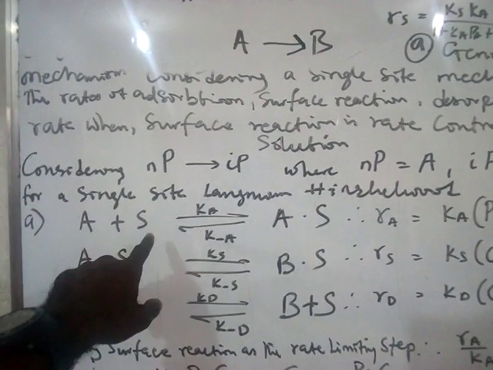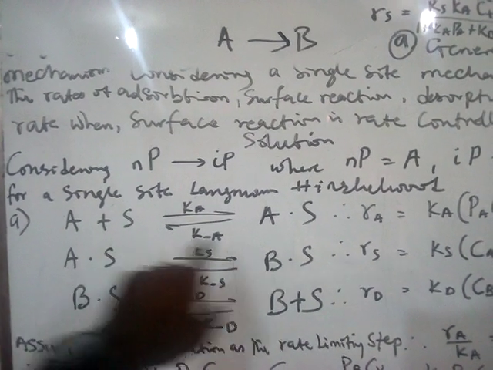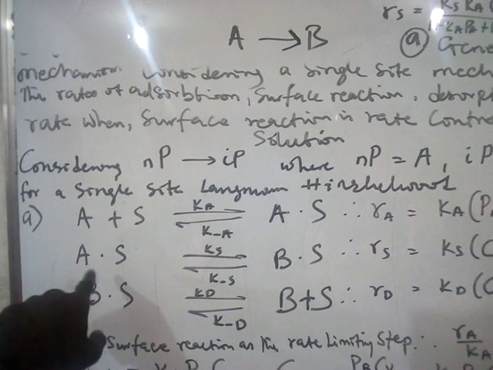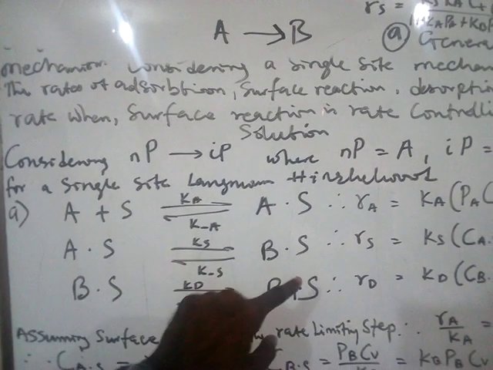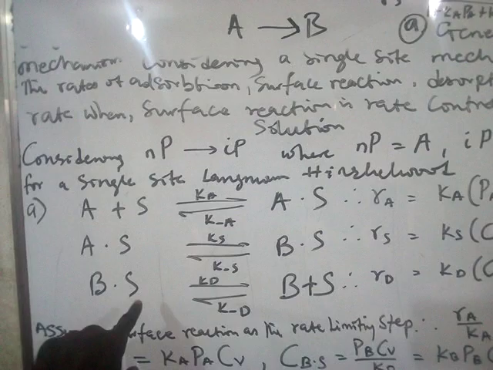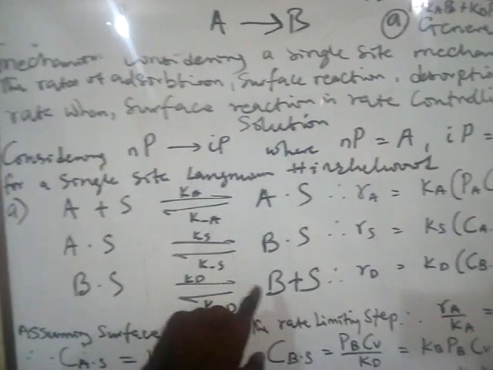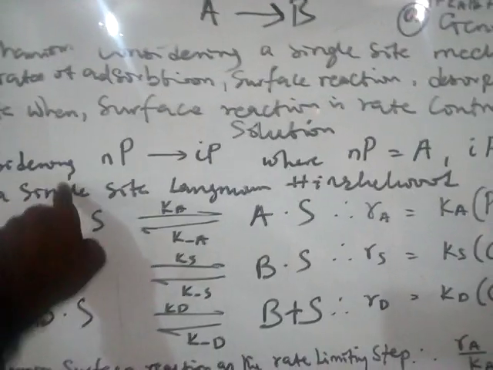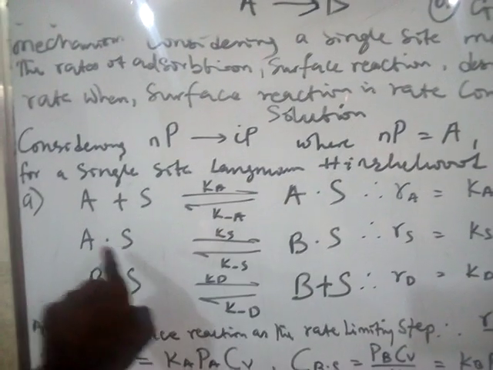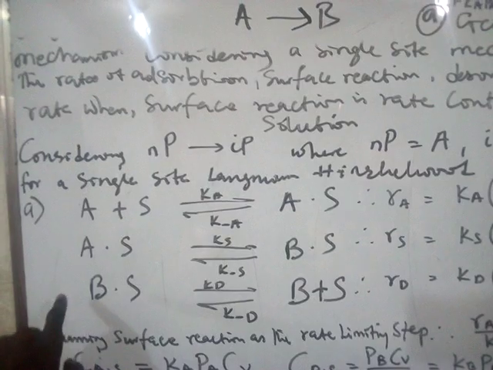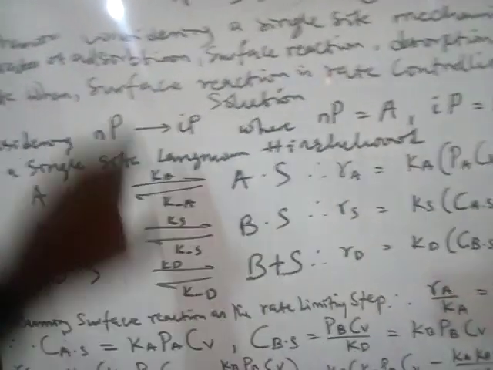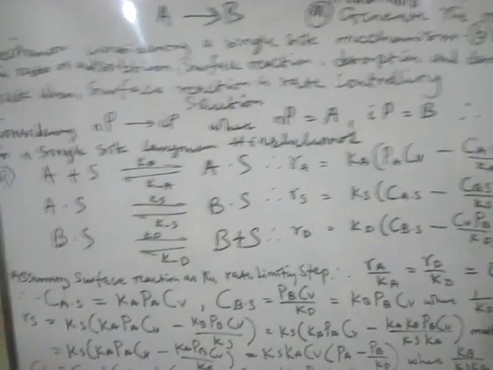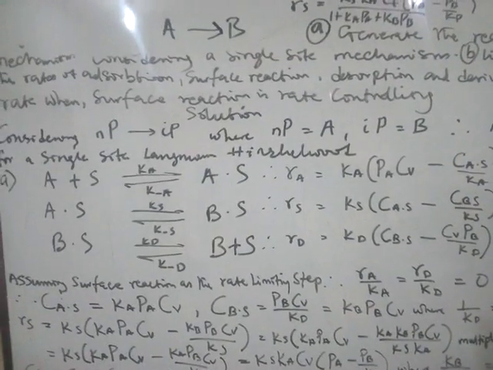A getting adsorbed to the catalyst surface to form AX, and the A that is already on the catalyst surface transforming to form BS, then the B that is on this catalyst surface desorbing to form B plus X. So we have adsorption, surface reaction, and desorption. So this is the rate mechanism. Then looking at this rate mechanism, you can easily derive the rate equation.